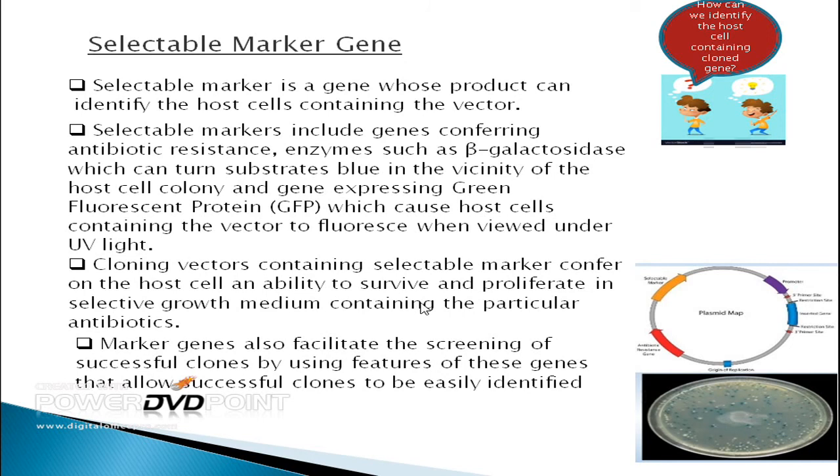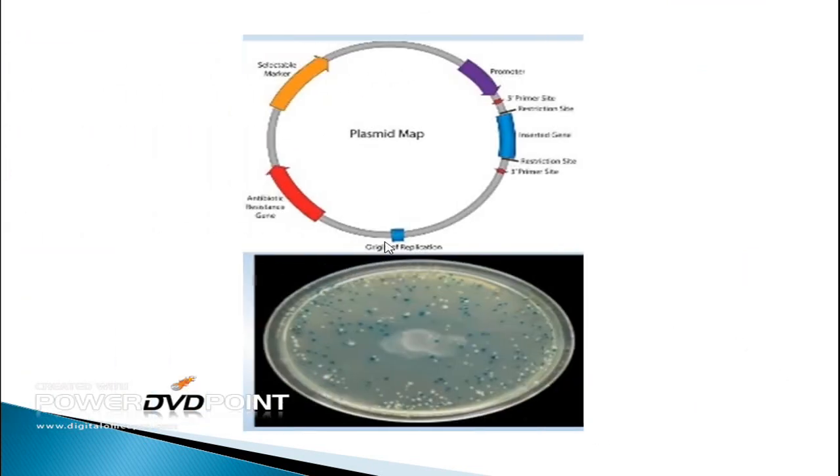So the cloning vector containing a selectable marker confers on the host cells an ability to survive and proliferate in selective growth medium containing the particular antibiotic in the case of an antibiotic resistance gene, or it can also facilitate the screening of successful clones by using features of these genes that allow successful clones to be identified. Like here we can identify the blue colonies and the white colonies. So hence we can identify the recombinant clones from the non-recombinant ones.